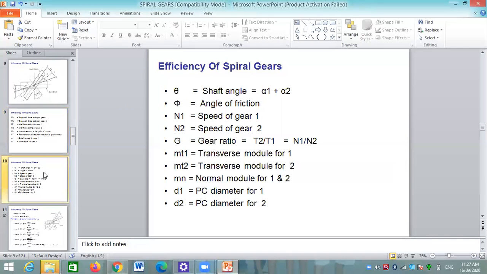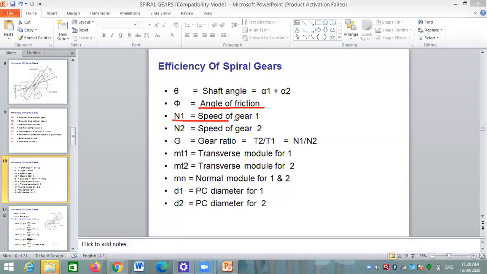Now the next terminology is theta. Theta is the shaft angle, which is equal to alpha 1 plus alpha 2. If the two gears are same handed, then theta is equal to alpha 1 plus alpha 2. And if the two gears are different handed, then theta is equal to alpha 1 minus alpha 2. Phi is the angle of friction. Just like in a helical gear or a spur gear, we use phi as the pressure angle, here the term phi is used as the friction angle.